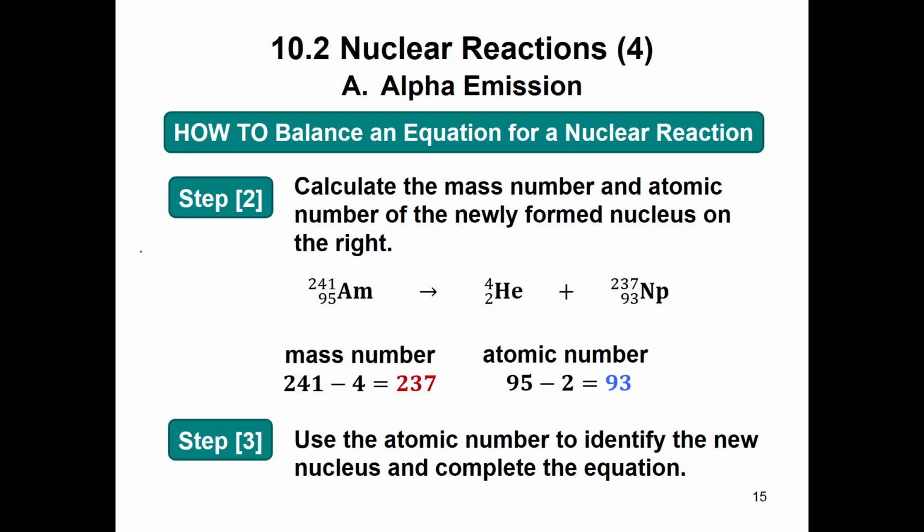So I've got 241 on this side and I've got 4, so what plus 4 is going to equal 241? The answer is 237. Then I look at the atomic number. I've got 95 over here, and I've got a 2, because that's the alpha particle. So 2 plus what number equals 95? That is 93, since 93 plus 2 equals 95. That's as simple as it gets to balance these nuclear equations.